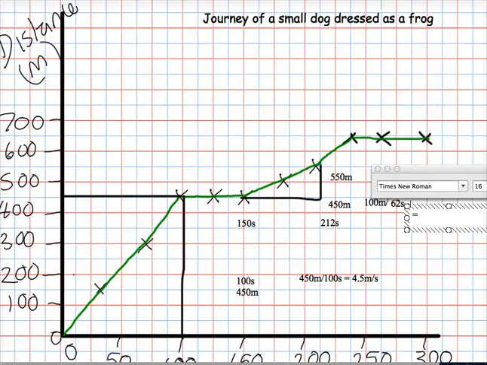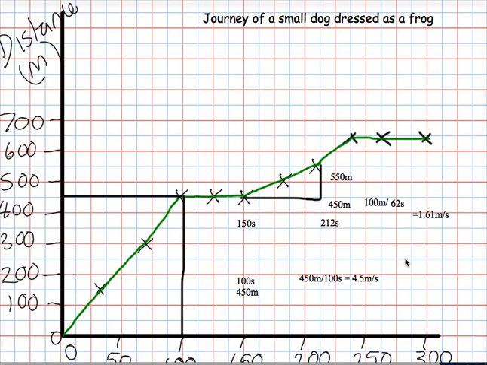Now, as I say, I'm going to use a calculator just because. Okay, and it comes out at 1.61, round it up to 2 decimal places, metres per second. That's higher tier. Okay, fab.